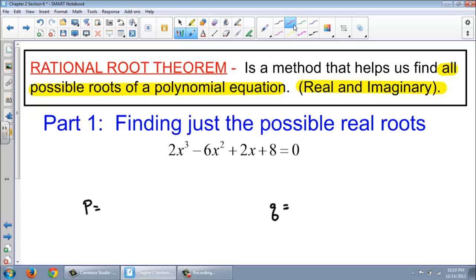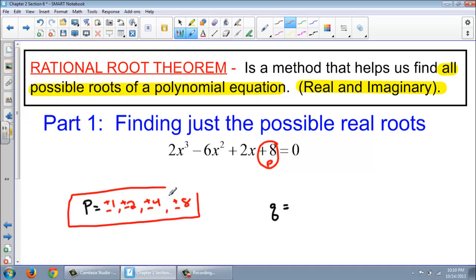Our P's are all of the factors of our constant term. So what numbers go into 8 evenly? 1 goes into 8 evenly, 2 goes in 8 evenly, 4 goes in 8 evenly, and 8. Hopefully you're thinking, well, there are more. Not only are positive 1, 2, 4, and 8 factors of 8, but the negatives are also. So plus or minus 1, plus or minus 2, plus or minus 4, and plus or minus 8. Those are all of the factors of our P, our constant term, the number at the very end.